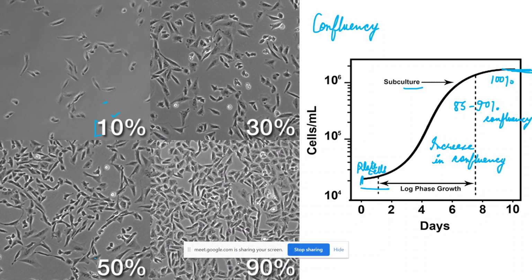So this is how we maintain cells in a T flask. This is the basic diagram for when your cells are growing from your day 0 till the time it takes to reach 85 to 90% confluency, and at what point you should subculture them or passage them.